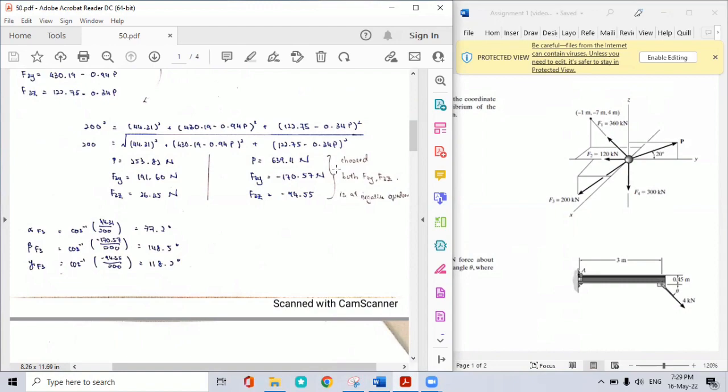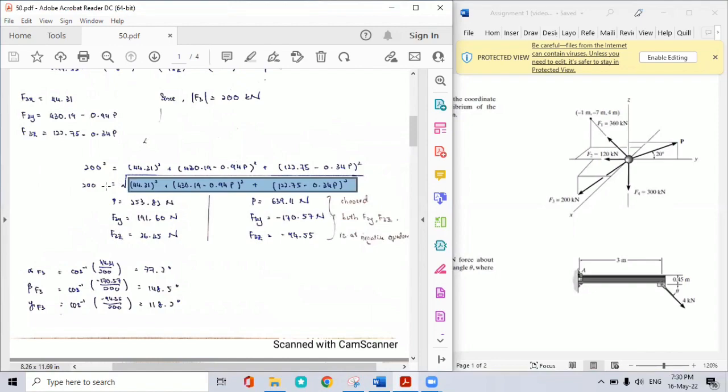So how do we get this? Inside here, we open up the bracket, right? After we open up the bracket, we will have an equation similar to x squared plus ax plus b. So this is a quadratic equation. After we solve the quadratic equation, we will find P equal to 253.82 and 639.11 Newtons.